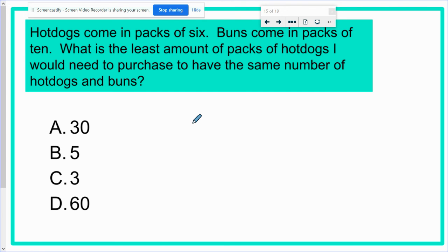All right. Hot dogs come in packs of 6, buns come in packs of 10. What is the least amount of packs of hot dogs I would need to purchase to have the same number of hot dogs and buns? I'm going to point out here that this says packs of hot dogs. All right. Decide your answer now.